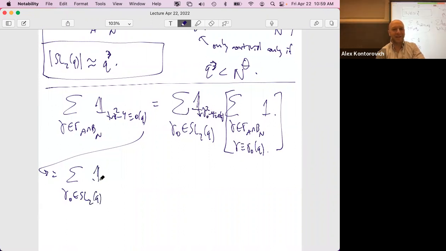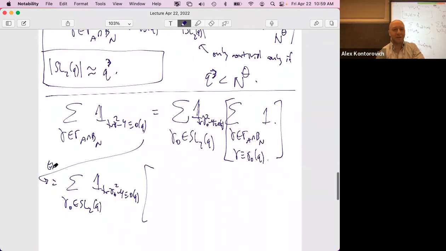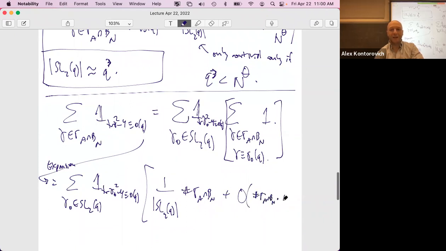Okay, so the indicator function of trace gamma naught squared minus 4 being 0 mod q, and then I'm going to substitute in what we know from expansion. So I'm using expansion now. The expansion black box tells us that this sum is 1 over the size of SL2q times however many things there were, gamma a in a ball, plus an error, which was gamma a in a ball times n to the minus theta. Right, we have this power savings.